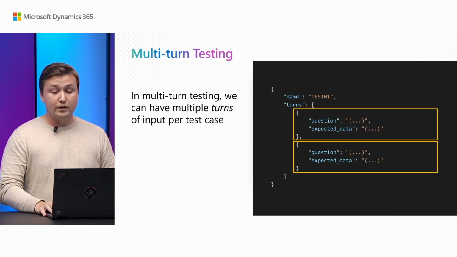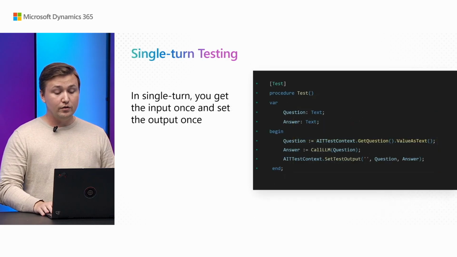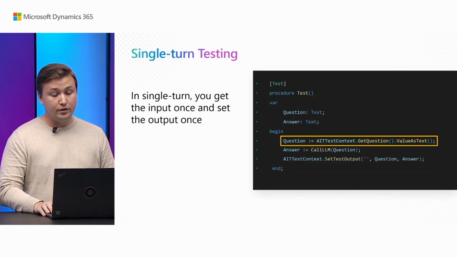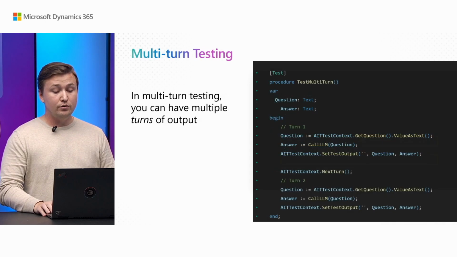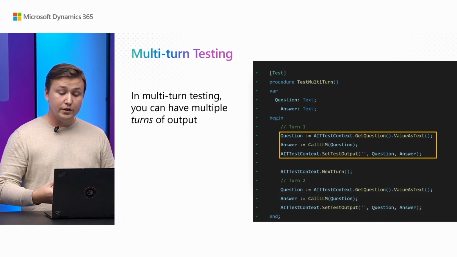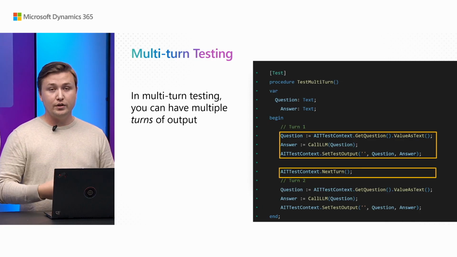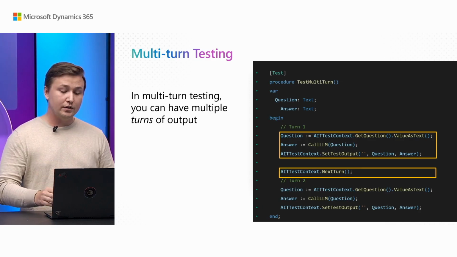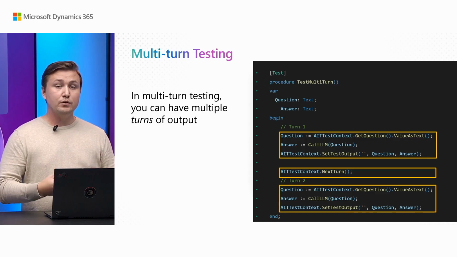To use that in the test tool, we also have support for that. In single-turn, as we saw before, you have a question that you can get, and then you can set an output. Whereas in multi-turn testing, you can do this multiple times. So the first turn here, we get the question and we set the test output. Then we call the API next turn on the AI test context. And this is what makes it get the next question the next time we ask for it. So here we can execute turn 2, and now we would get a different question, and the tool would take care of setting the test output correctly.